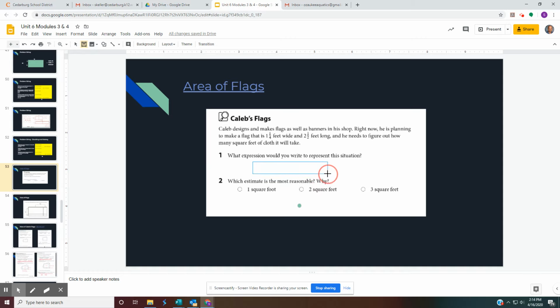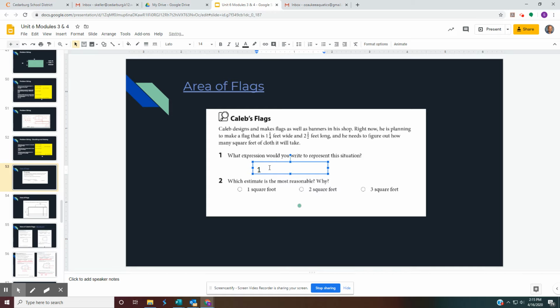I'm going to need to put a text box in here so I can write my answer, right? So which math problem can I use to solve how many square feet of cloth this banner is going to take? I need to take the width, which is 1 and a fourth, and multiply that by the length, which is 2 and a half. And that's going to give me the area of the flag, right?